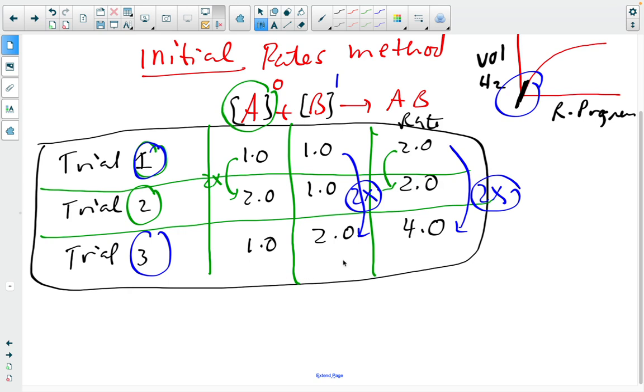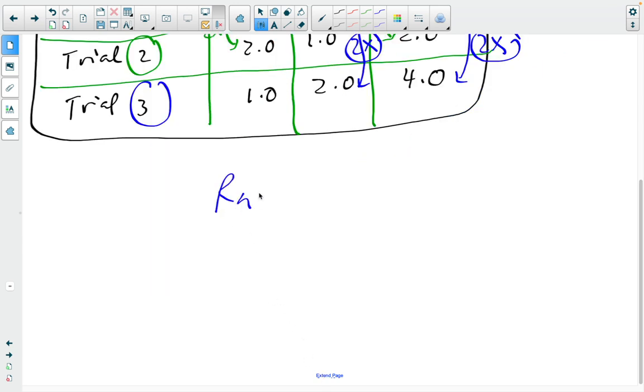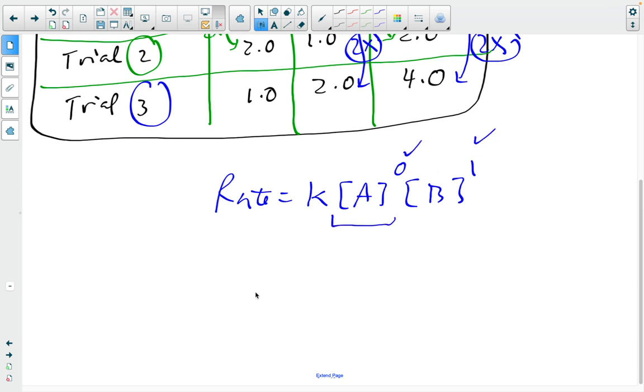And now once I have the data, I analyze the data. So what I concluded was that rate equals K times the concentration of A raised to the power of 0 times the concentration of B raised to the power of 1. That's 0 order, that is first order. Well, we know from math that anything to the power of 0 is 1. So your rate expression or rate law basically looks like this. We're going to remove the A. It's just going to be B to the power of 1.